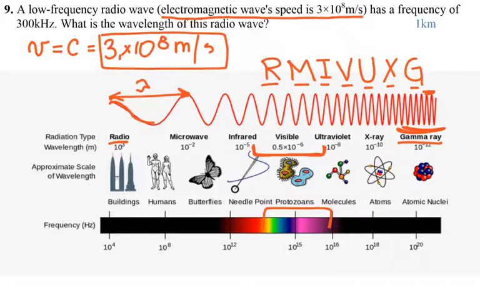But all of these electromagnetic waves, radio, micro, infrared, visible, ultraviolet, gamma ray, X-ray, all of them move at the speed of light. So they will all have the speed of light.